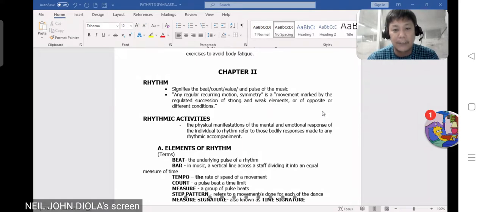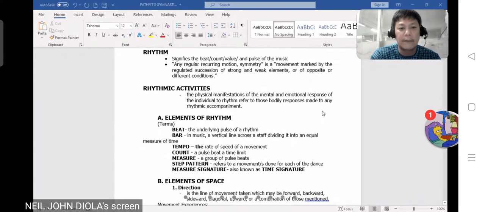Now, together with this, there is a rhythmic accompaniment. When we talk about rhythmic accompaniment, guys, there are two types. We have what we call the playback, those sounds that we edit as background music. And the other one is the live accompaniment. Sir, pwede, during the activity we can do live accompaniment? Yes, it is true, you can do live accompaniment during our activity.